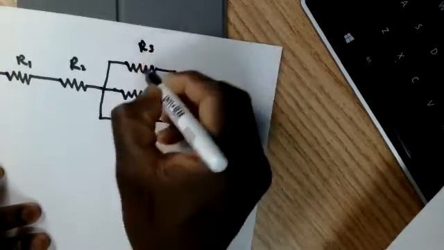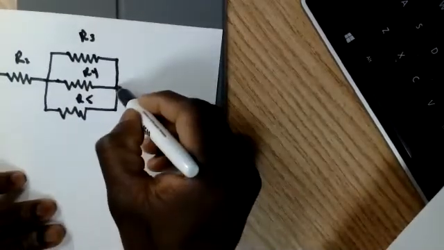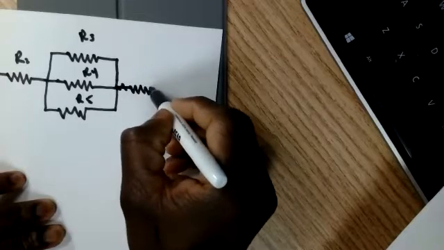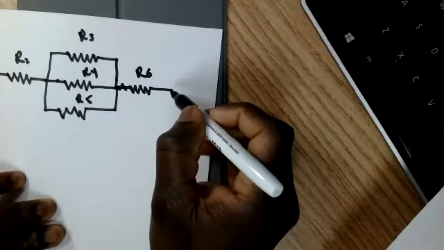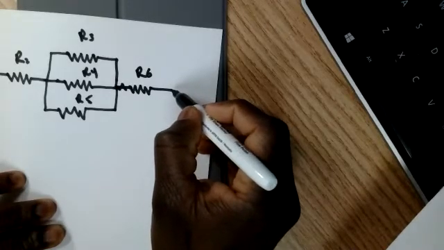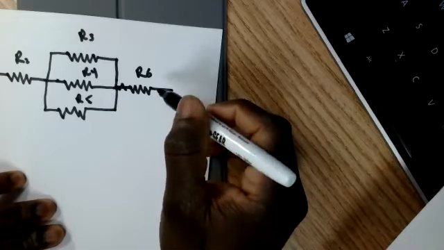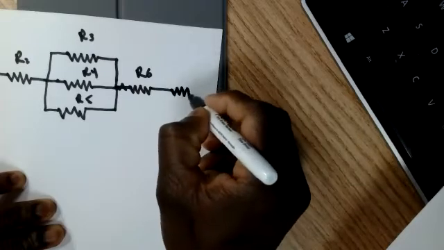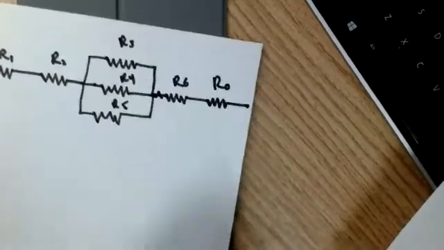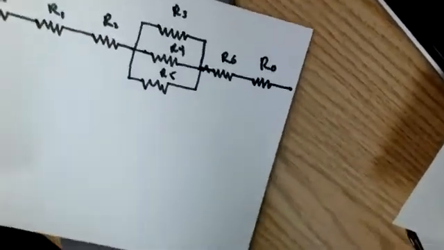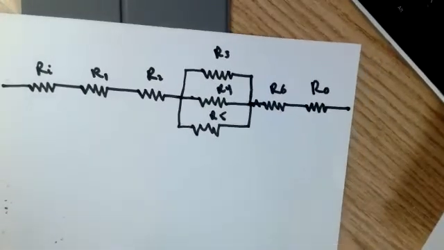So I'll call this R3, R4, and R5. And then we have the outside plaster region. I'll call this R6. And then we have the final one, which is the convective thermal resistance to the outside, right? And then I'll call this RO. So evaluating this will give us the equivalent resistance for the entire wall.